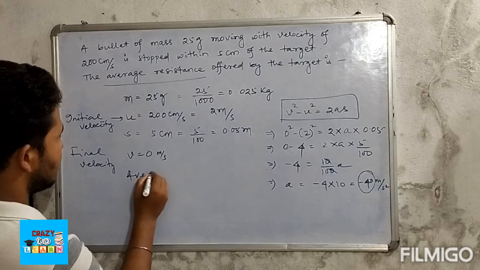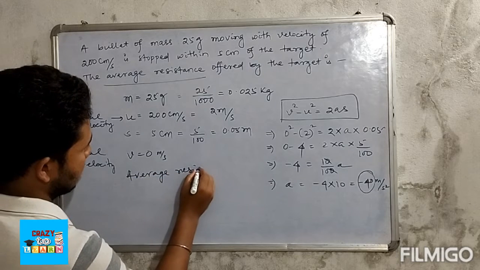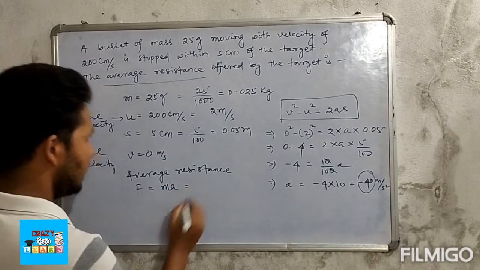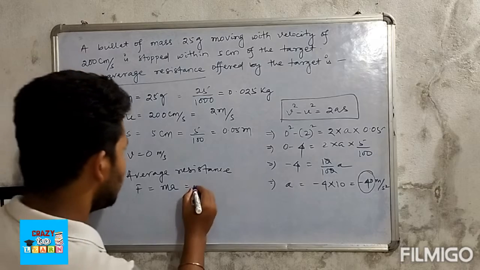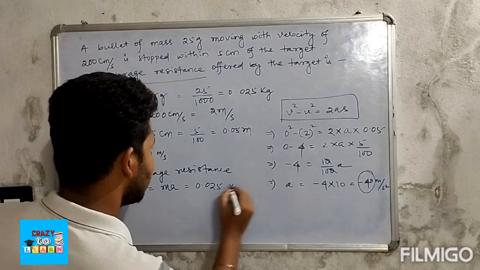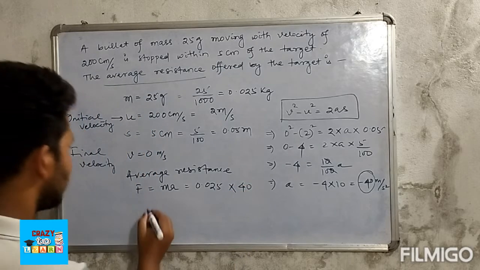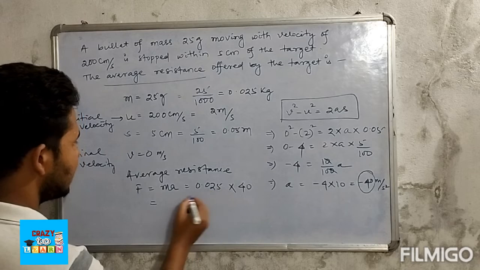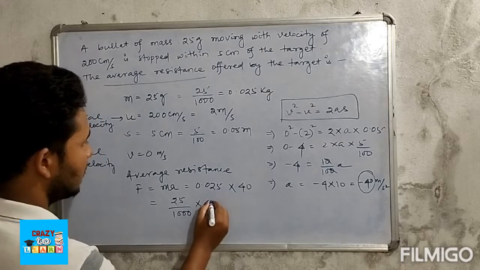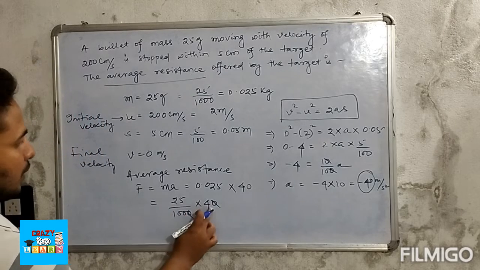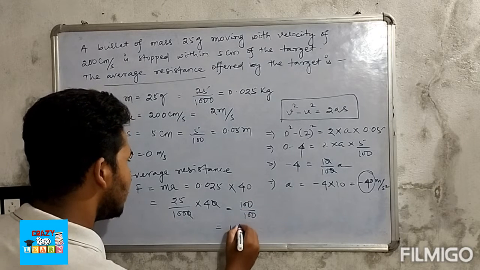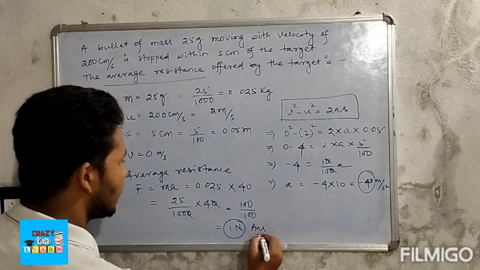So average resistance F is equal to ma, and the value of mass is given to you, 0.025, into acceleration 40. So if we write this decimal in fraction form, we will get 25 by 1000 into 40, 0 0 cancel, 25 into 4 divided by 100, 100 divided by 100, you will get 1 Newton. So this is your answer. Clear?